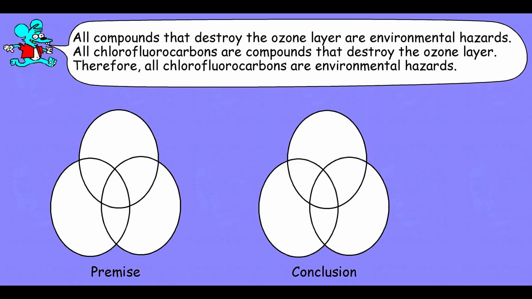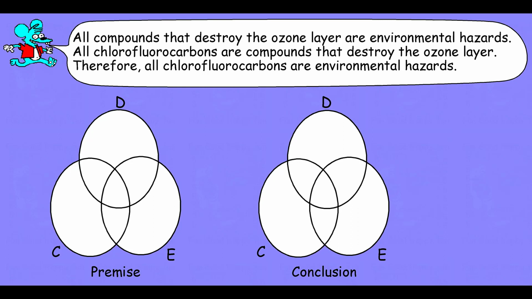The minor term, the subject of the conclusion, goes on the bottom left. The major term, the predicate of the conclusion, goes on the bottom right. The middle or bridging term, the one that's in both premises, goes up top. Once I've drawn and labeled my diagrams, I'm free to start entering information into them from the premises or conclusion. I'm going to start with the premises.